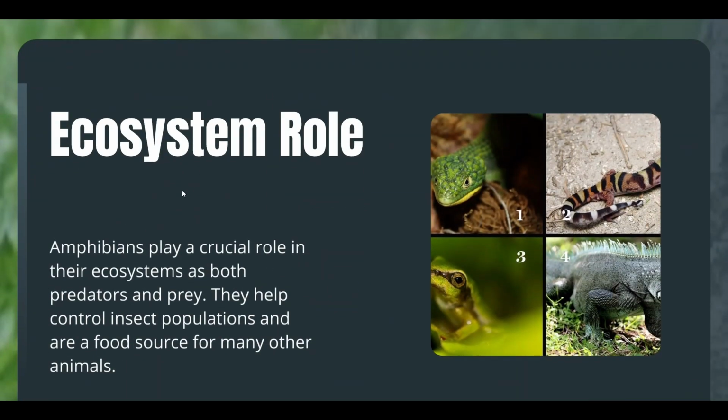Then, ecosystem role. Amphibians play a crucial role in their ecosystem as both predators and prey. Predators are those consuming prey, and prey are those consumed by the predators. Okay, they help control insect populations and are a great food source for many other animals.